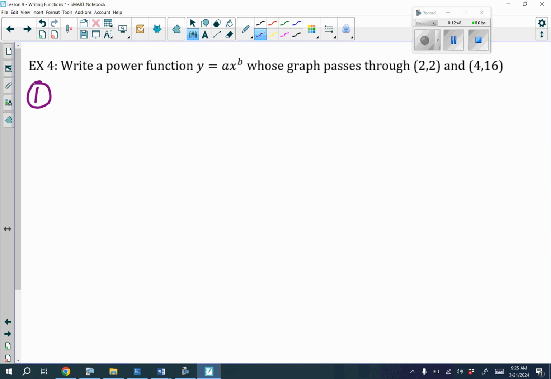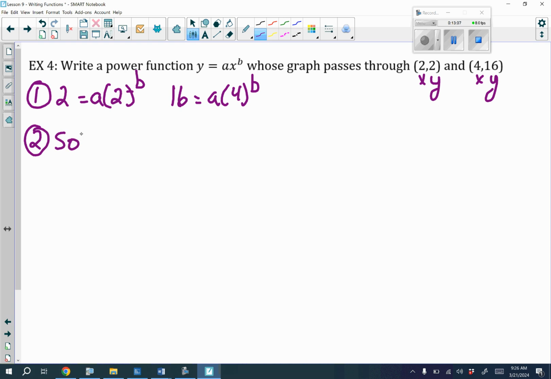So first, we go ahead and write our equations. So I have 2 equals my A. My x is 2 as well, so 2 to the b power. And then I try for my 4 and 16. So I have 16 equals A times 4 to the b power. Okay, step 2 is to solve for b.